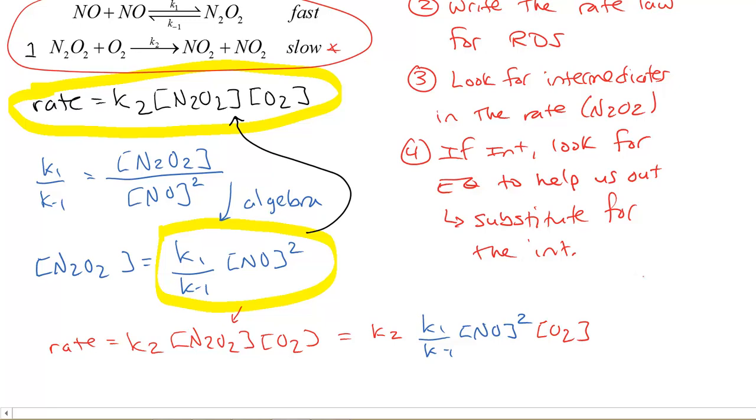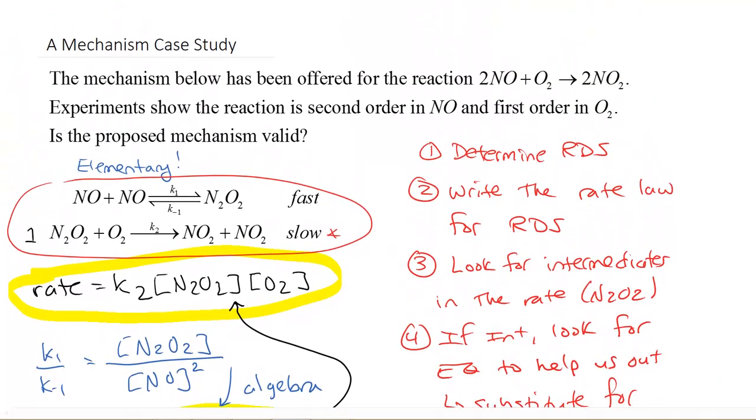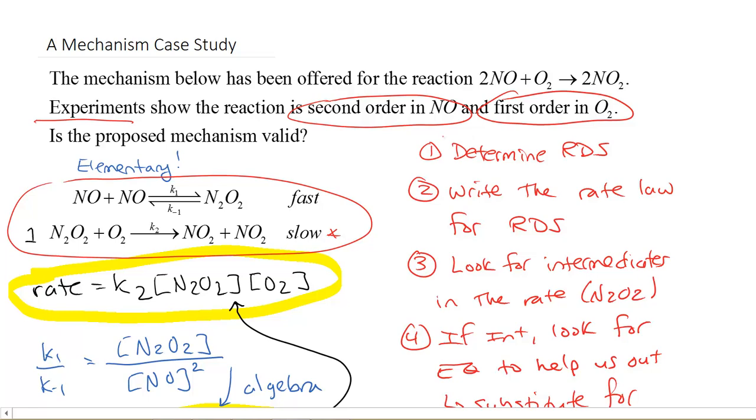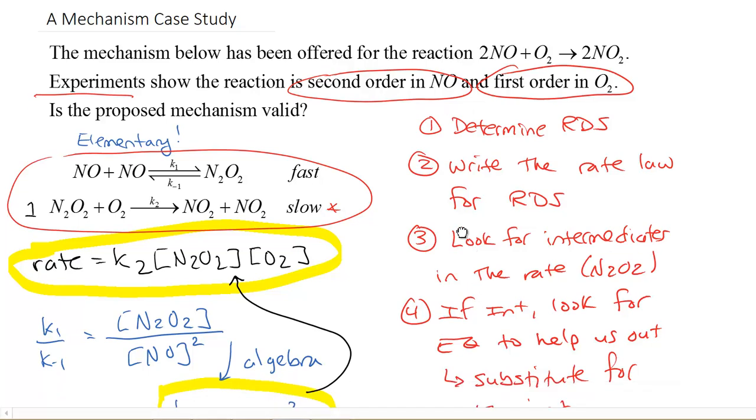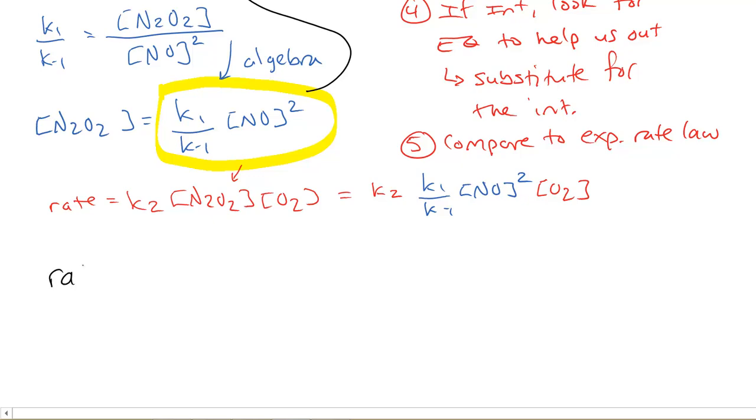Once we're done doing this substitution, which we've just finished, our last step is to compare to the experimental rate law. So to get the experimental rate law here, we have to go back up to the problem, and it says that it's second order in NO and first order in O2. So experiments show this to be true. Therefore, the experimental rate law is equal to some constant k times NO squared, to the second power, and O2.